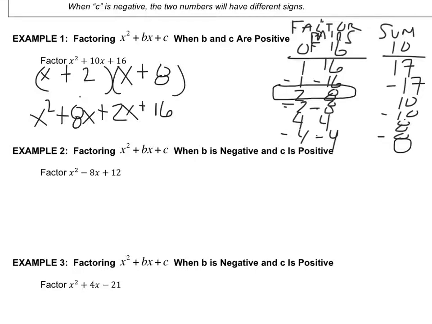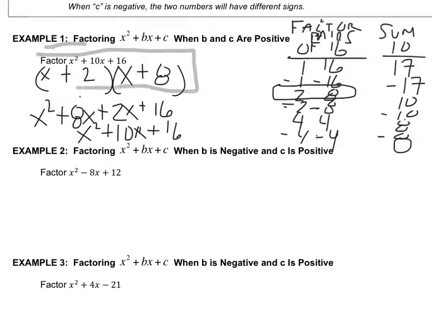I can combine the 8x and the 2x to verify that we get x squared plus 10x plus 16. So that would tell me that this is the correct answer, the factor of x squared plus 10x plus 16. Now moving on to the next one. On the next one, we have the same idea.